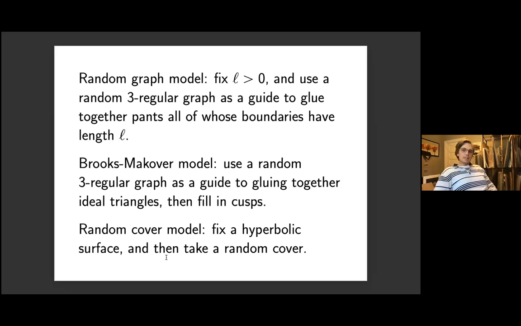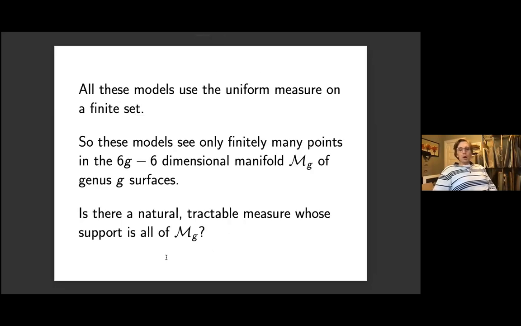And then, if you want to move a little bit away from 3-regular graphs, another very good idea for how to build a random surface is you fix some base surface, maybe a hyperbolic surface of genus 2, and then you just take a random cover of it, say of a fixed degree. So what these models have in common so far is in all of them, you have a finite set. The finite set of 3-regular graphs, or the finite set of degree D covers. And then you just pick uniformly at random from the finite set.